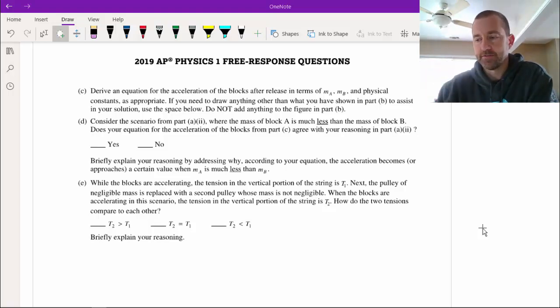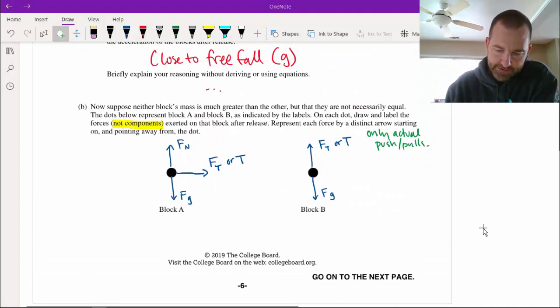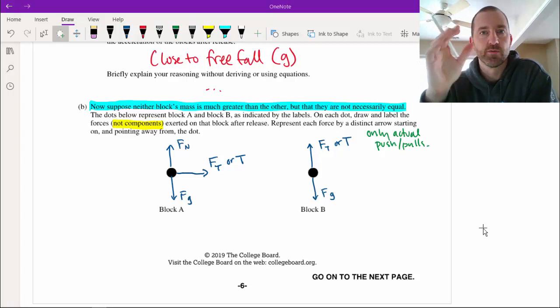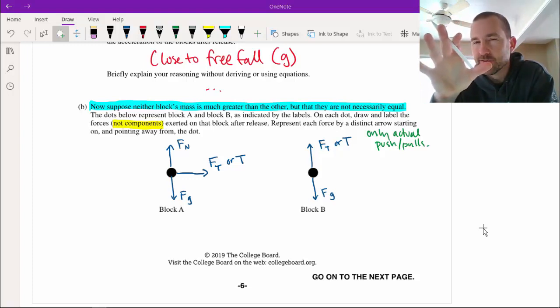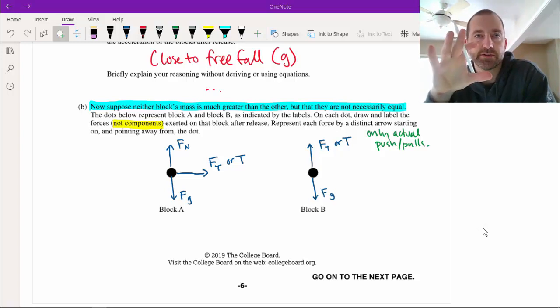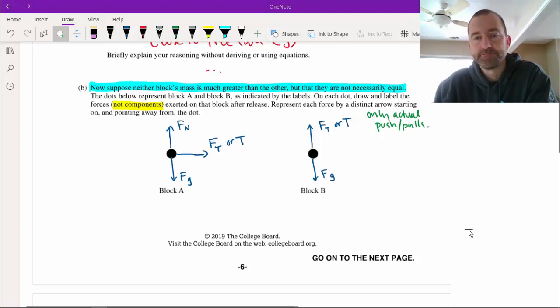I'm realizing now that I did forget something that's written here that's very, very important, and that is this statement at the top, which just caused utter confusion with people last year. It's not a situation where block A and block B are wildly different masses anymore. Now, neither one of them is much greater than the other, but they're not necessarily equal. So it could be like 1 kilogram and 0.9 kilograms, or 1.0 and 1.1. Like they're similar, but not necessarily the same. That's an important thing for down below.